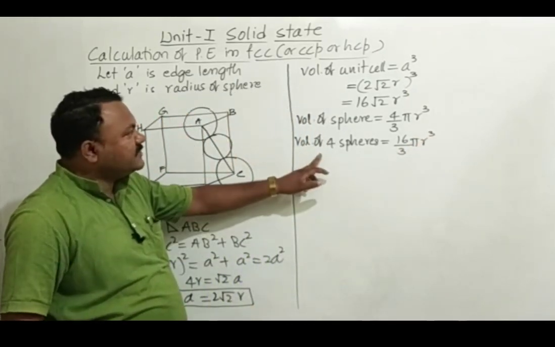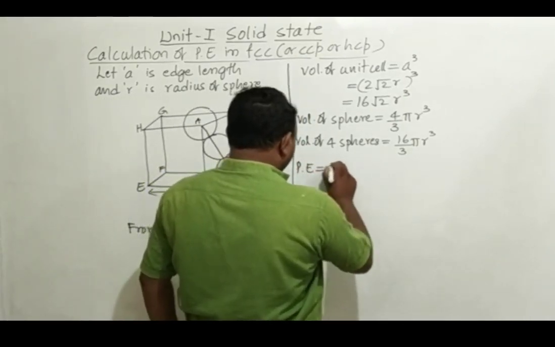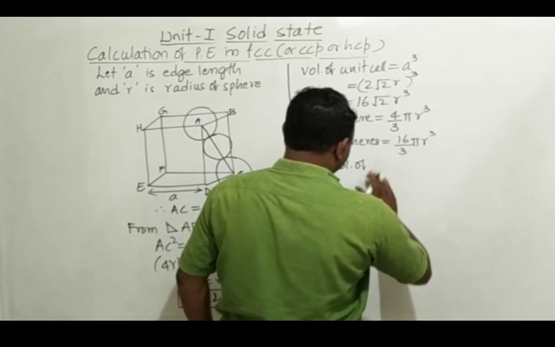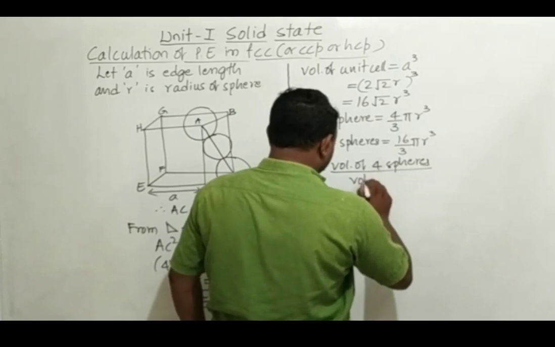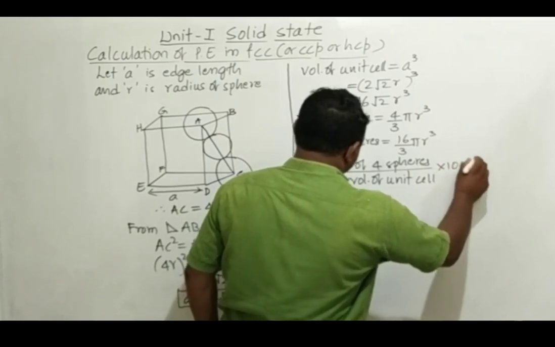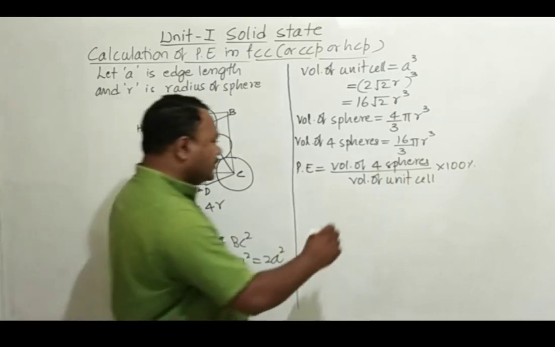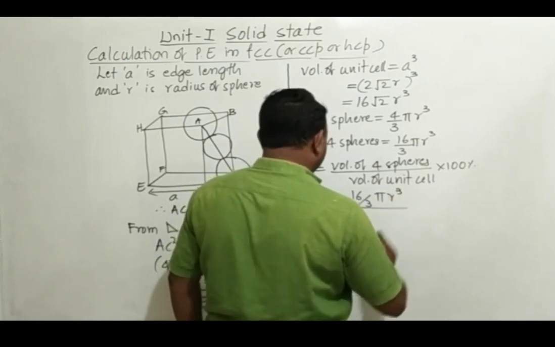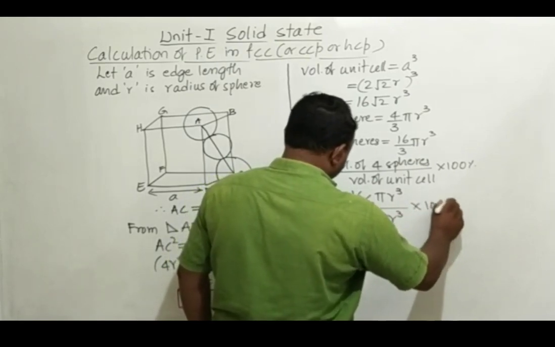Now we know the volume of spheres, we know the volume of unit cell. Apply the formula of packing efficiency. Packing efficiency is nothing but volume occupied by 4 spheres divided by volume of unit cell into 100%. So this is 16 by 3 pi r cube divided by 16 root 2 r cube into 100%.